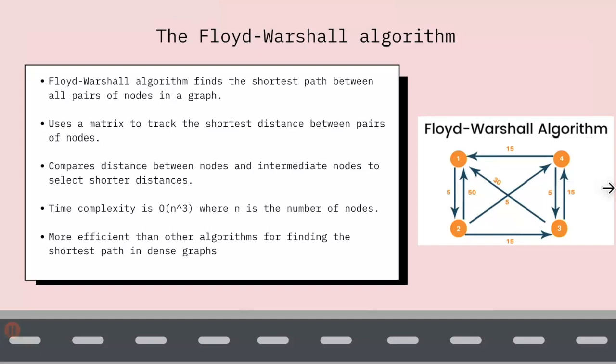Usually, the time complexity of the Floyd-Warshall algorithm is n raised to 3, where n is the number of nodes in the graph. It is also more efficient than other algorithms for finding the shortest path in dense graphs. Although the time complexity is higher than the other shortest path algorithms, it is still considered to be more efficient. Moving on.